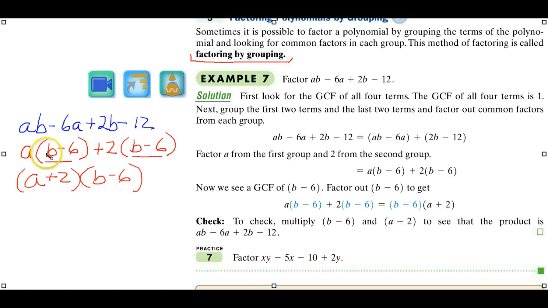And notice if we were asked to multiply these, take A and multiply it by this, take the 2 and multiply it by this, we'd get this. Okay, we have done our first factoring by grouping.